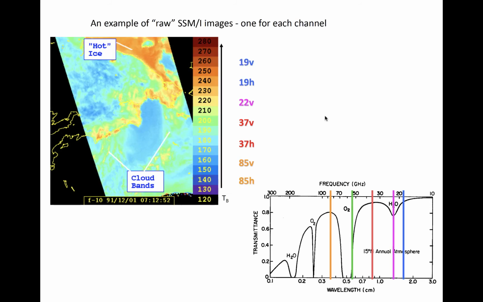And finally, we can look at the 85 GHz channel in horizontal polarization, which highlights many of the features shown on the previous slide, although a different color bar is again used to highlight some of the variability over land, which we can now see much like we did at 37 GHz.